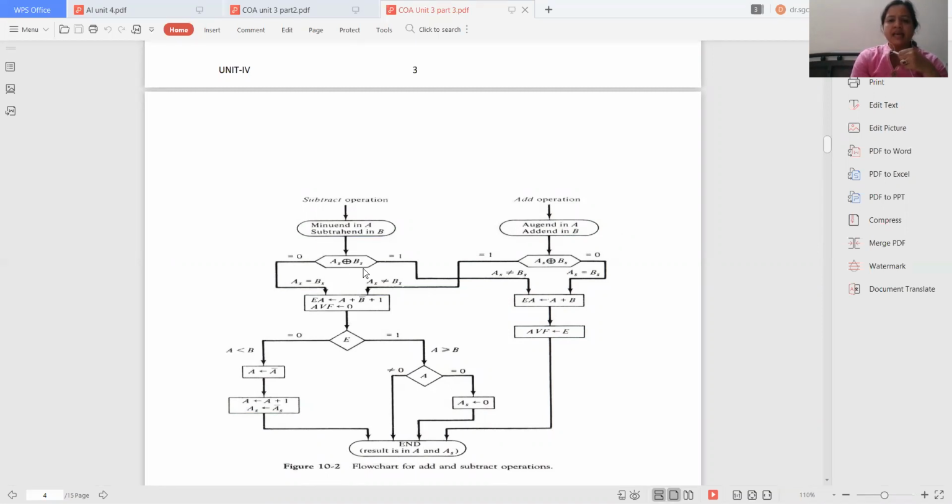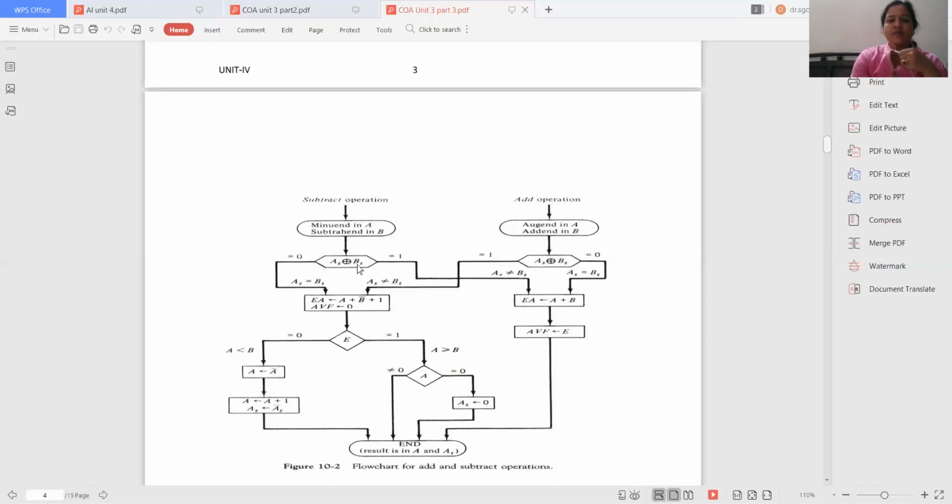AS and BS are the sign bits. If both are the same, we will XOR them. This is exclusive OR. That means if both signs are equal, the result will be 0. If both signs are not identical, the result will be 1, right?